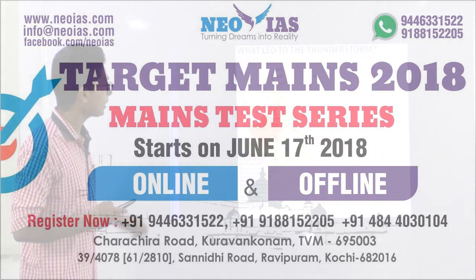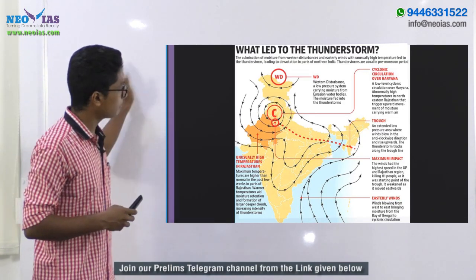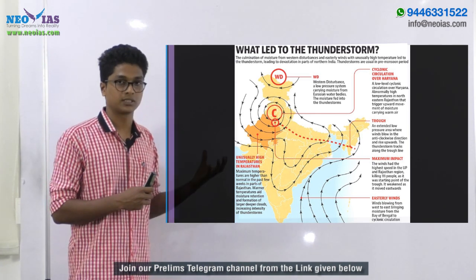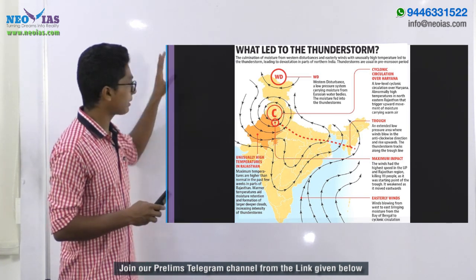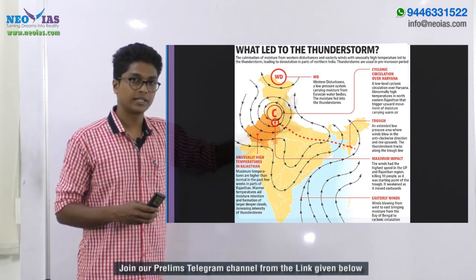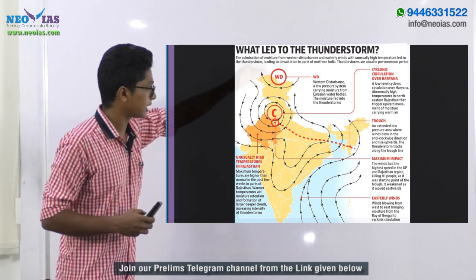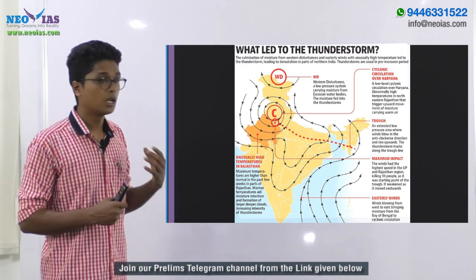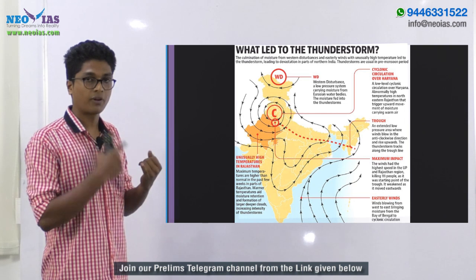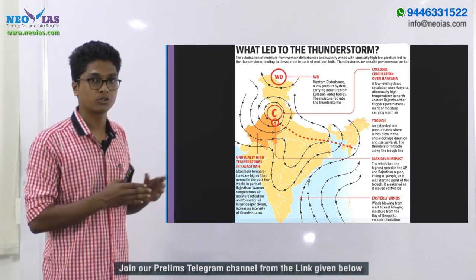of thunderstorms. A western disturbance comes from the west, and it's a low pressure system, and it carries moisture from the Mediterranean and Caspian regions towards the northwestern regions of India. So the western disturbance is providing moisture for the formation of thunderstorms. We have found that moisture is one of the important factors necessary for the formation of a thunderstorm.